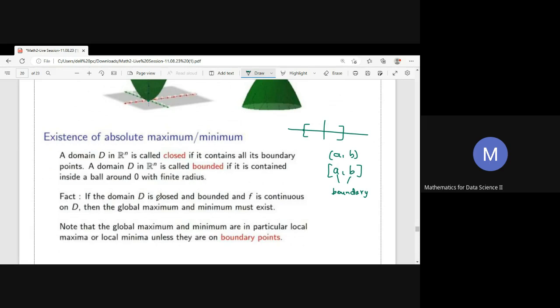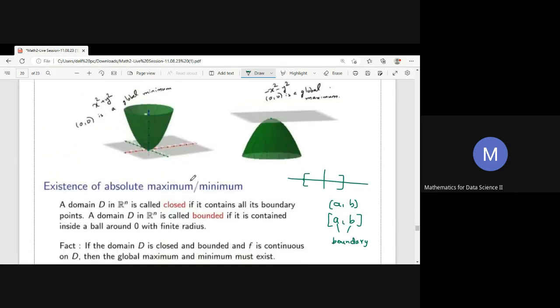Okay, so there is a fact given here. If the domain D is closed and bounded and F is continuous on D, then the global maximum and global minimum must exist. Exactly the same thing you see for the one variable case also. If your domain is closed and bounded and F is continuous on that domain, then there is a global maximum and minimum. For example, in this case we said that the global maximum does not exist. Why is that so? Here your domain is not bounded, right? Your z value keeps on increasing, x, y, everything is increasing. It is not bounded. The same is happening here also.